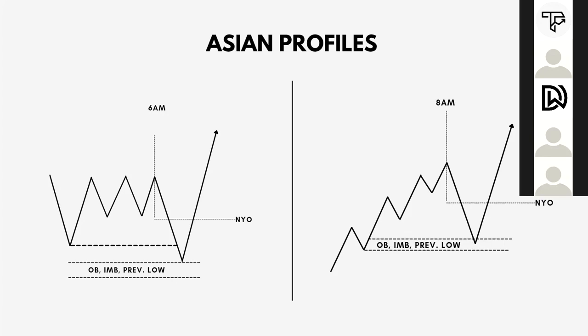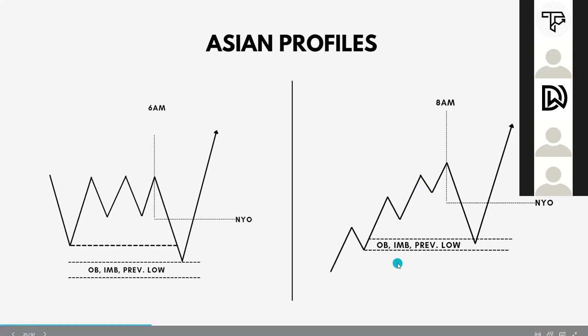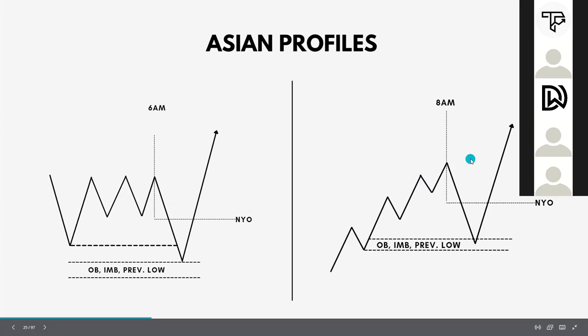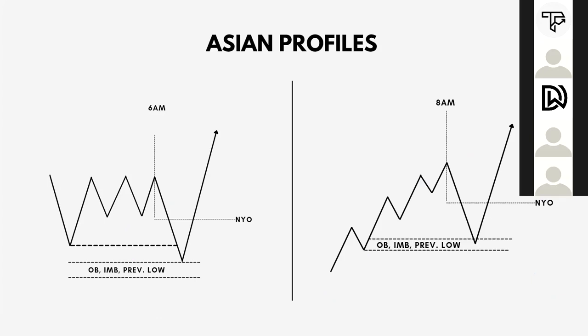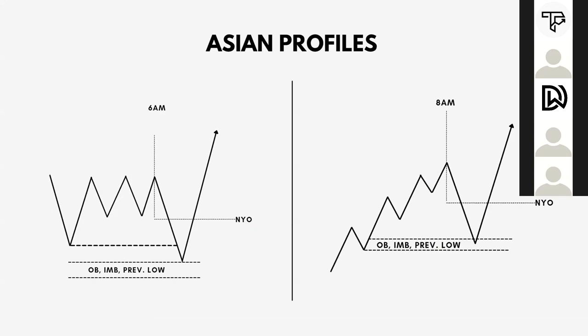So we have the 2 things that we're looking at. We have one where the Asian session is consolidated, and the next one is where the Asian session is trending towards the upside or the downside. In this case, we're mostly looking at bullish examples. So we'll be looking at buys mostly and not sells. Just remember, everything that we see here on the bullish side is also applicable to bearishness as well.